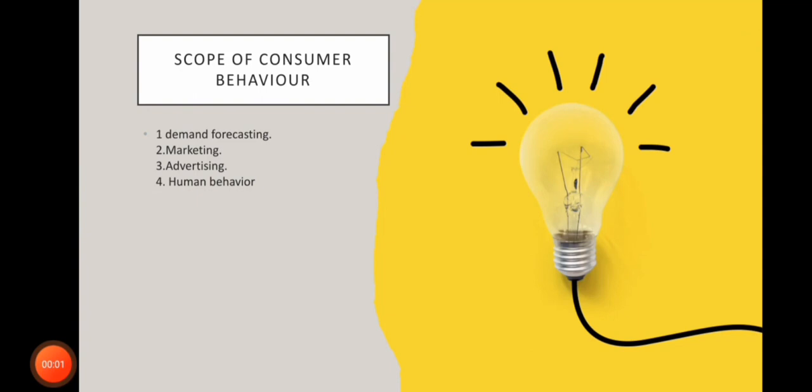Human behavior. Similarly, human behavior is another important scope of consumer behavior. If marketers are aware of the human behavior of the consumer and which factors influence their behavior, then they can make their product 100% competitive and can fulfill the consumer needs and demand accordingly.